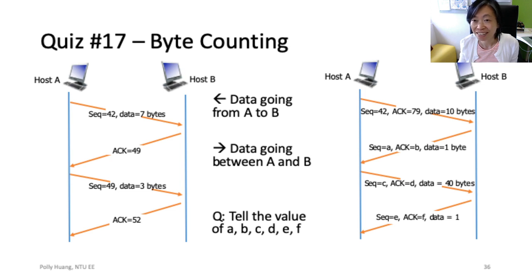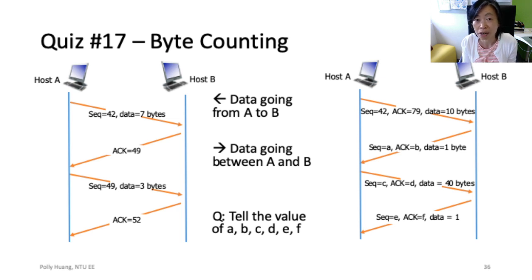Alright, so that was sequence number being counting bytes. So this is quiz number 17. Let's try exercising byte counting a little bit more. What you're seeing on the left is a very simple scenario. Data is only going from host A to host B.